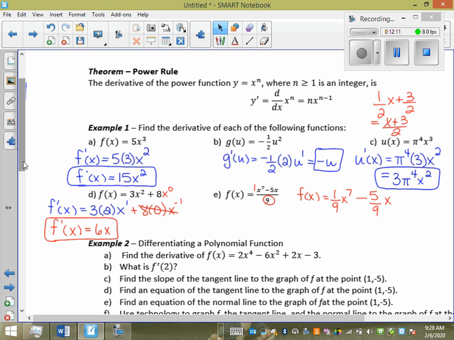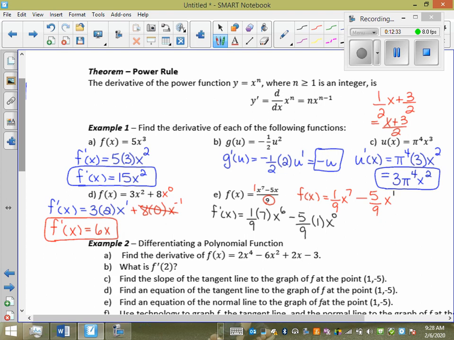So we're going to take the 7, so we're going to go f prime of x. Take the 7, drop it in front with that 9th. So 1/9 times 7, x to the 6. This is to the 1. So I'm going to go negative 5 over 9 times 1, x to the 0.